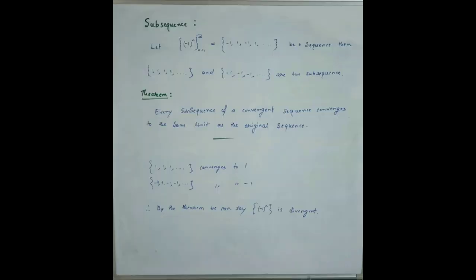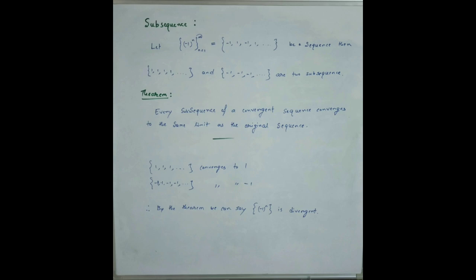What is a subsequence? A subsequence is also a sequence whose elements are from a sequence. So suppose from a sequence, if we drop a few elements, then the remaining sequence will be a subsequence. For example, here you can see that minus 1, 1, minus 1, 1, minus 1 is a sequence, and if we create another sequence like 1, 1, 1 or minus 1, minus 1, then these two sequences will be two subsequences of minus 1, 1, minus 1, 1, minus 1, 1.